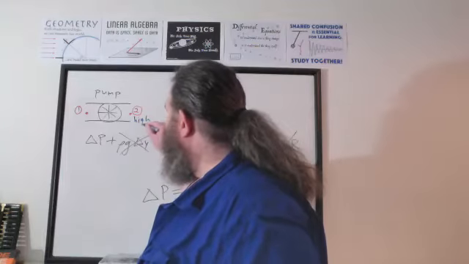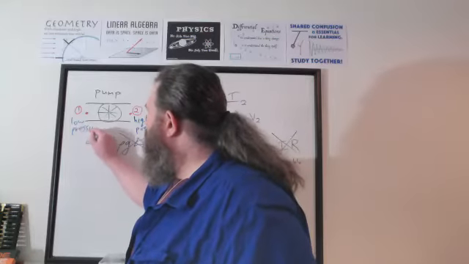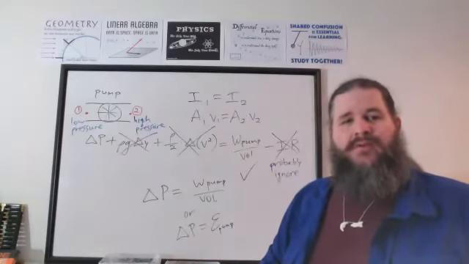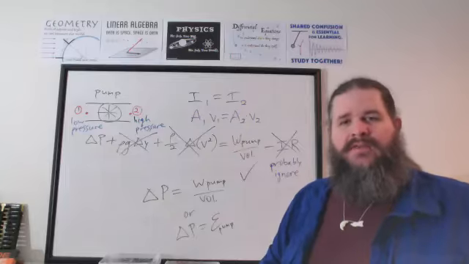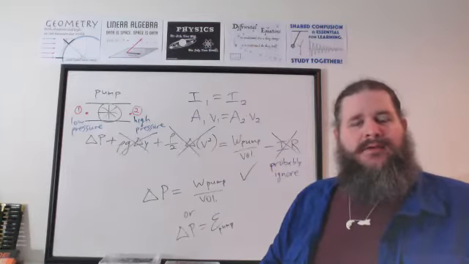So we have a high pressure side and a low pressure side. And which side is high pressure and which side is low pressure just depends on which direction the pump is pushing. That'll usually be specified with an arrow. Any questions on the pump so far?